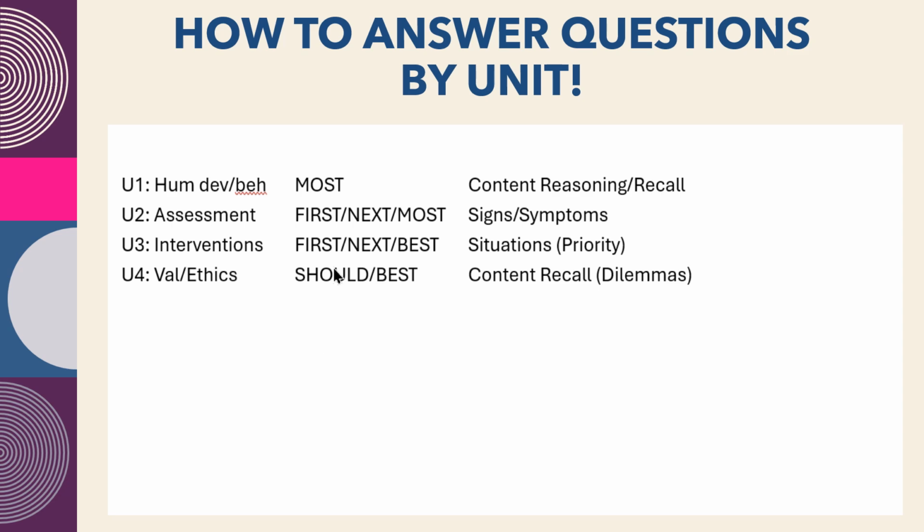Now, keep in mind, you could very well just see a should question in Unit 1. I'm not saying that you won't. This is just the most common. You could see a first question in Unit 1. You can see a next question for Unit 1, but you won't see a lot of them. That's the point of this. So again, this is just the most common types of questions that you will see for each unit, okay? Not absolute. It's not that I'm saying you will never see a first ethics question, because you could possibly see one, but the majority of the questions are based off of should and best.